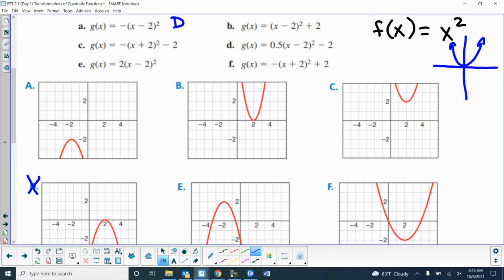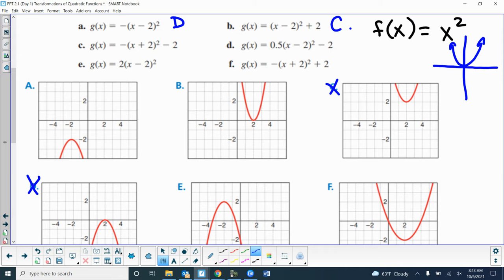All right, here, do we have any negative out front making it flip? Reflect? No, right? So it's going to be one of the 3 that are going up. And then, again, we're shifting it how far? In which direction? Right 2. And what's this plus 2 telling us? Vertically, it tells us up 2, right? So if we're looking at C, we went right 2 and up 2, didn't we, from our original spot. So that would be C.